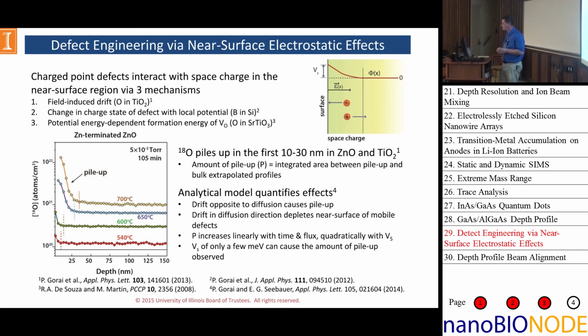Then they were able to use their models to look at the effect of the drift versus the diffusion that would naturally occur, and determined that there is an effect. The diffusion goes from high concentration at the surface to lower in the bulk. If you have drift in the opposite direction due to the space charge region, you'll have a pileup at the surface. If they're in the same direction, then you'll have depletion of the mobile defects at the surface.